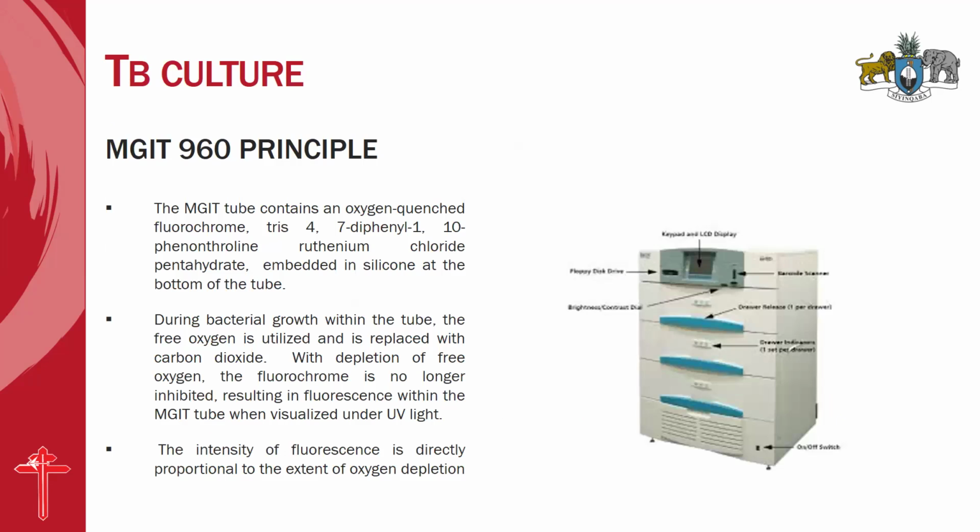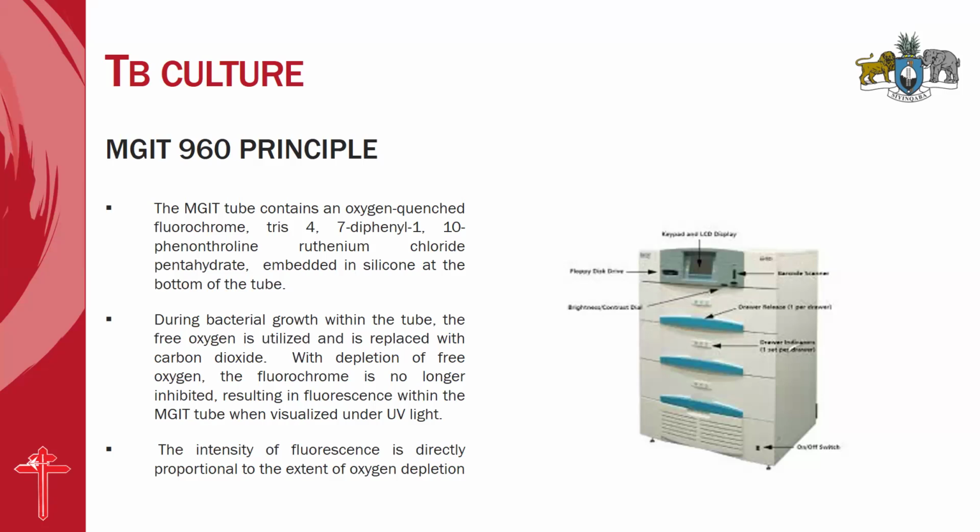is the TB culture. The instrument that we use is the Mycobacterium growth indicator tube 960, which is the MGIT 960. So the principle of this instrument: it contains an oxygen quenching fluorochrome, which is tris-4,7-diphenyl-1,10-phenanthroline ruthenium chloride pentahydrate, which is embedded in the silicone at the bottom of the tube. So there is a tube which has got the fluorochrome.